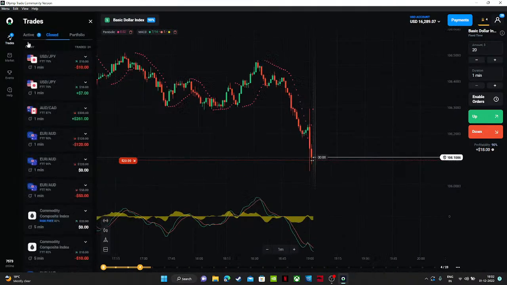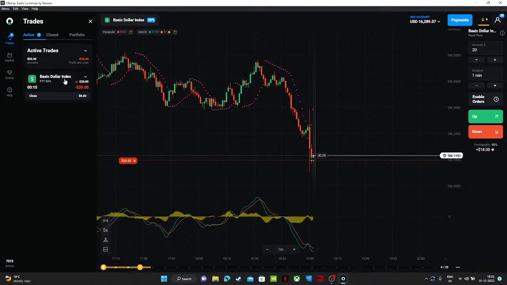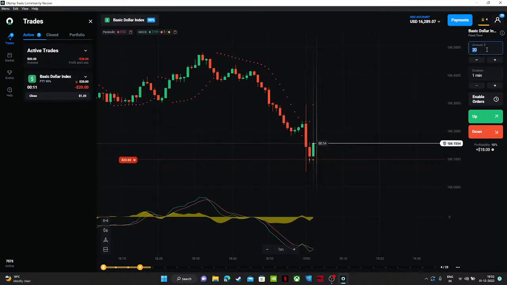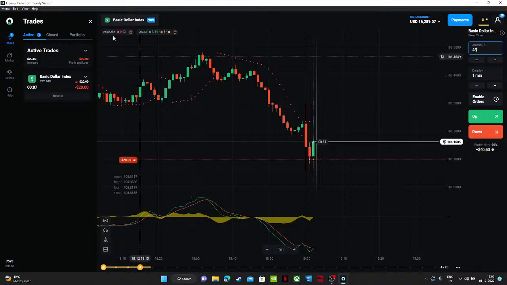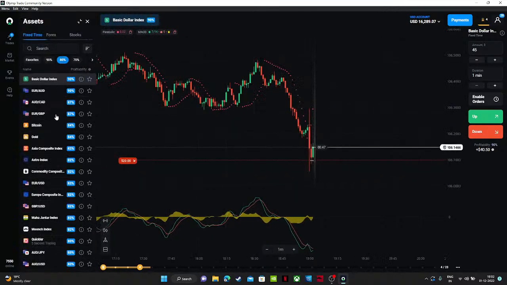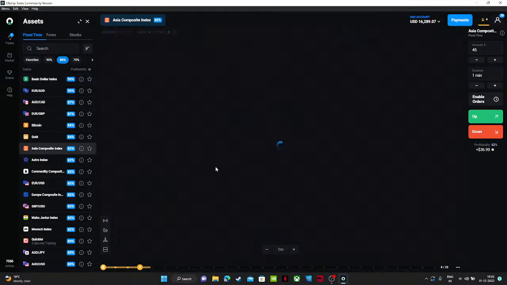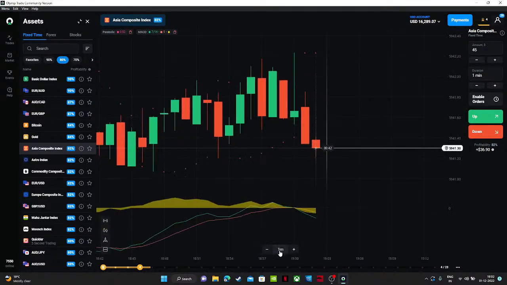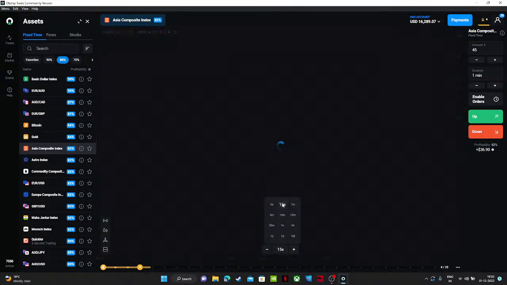So we have one ongoing trade on basic dollar index, which is currently not going in our favor. So again, we will use the martingale to make the recovery. I sometimes like to switch on to the 5 second quick trading as well. On some assets, you can make the 5 second trades also. You will switch the chart to 15 seconds and make the trades for 5 second or 15 second, 30 seconds, less than 1 minute basically.